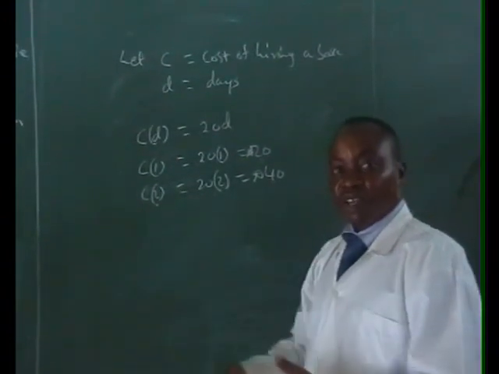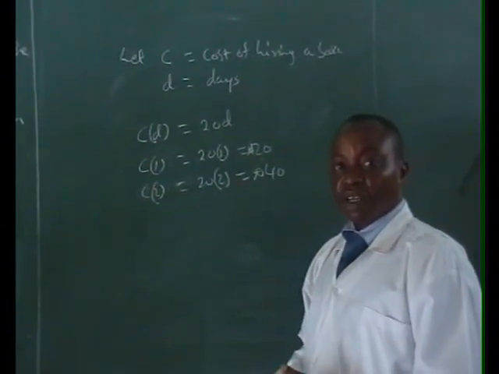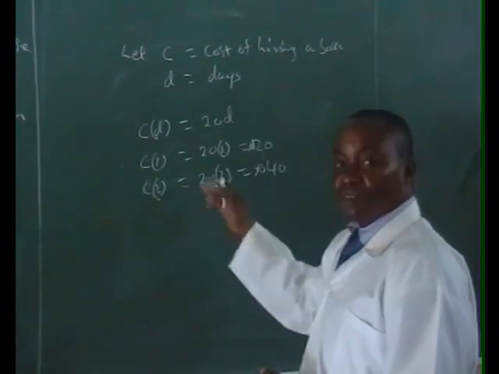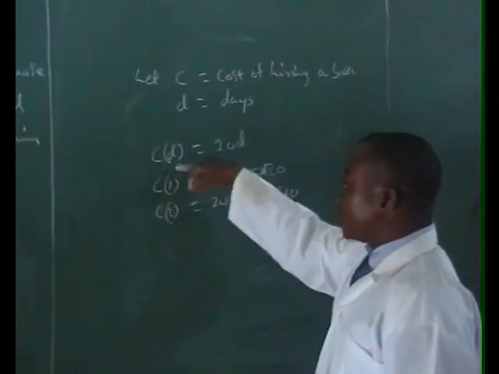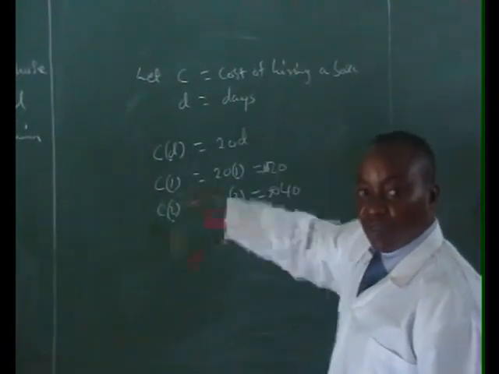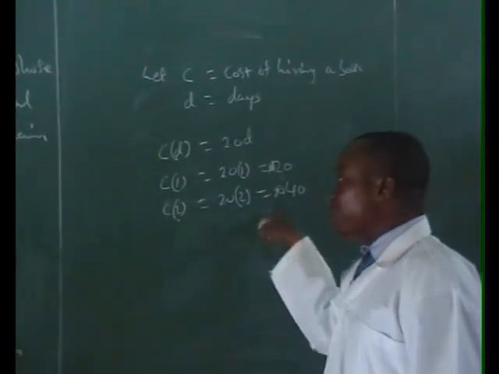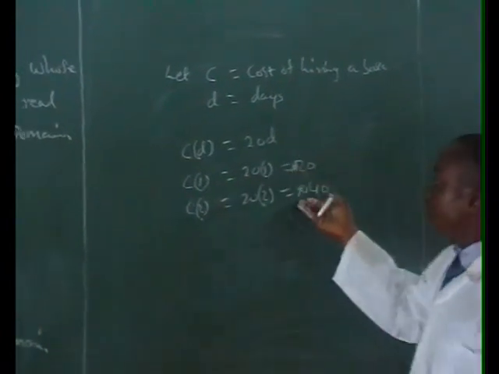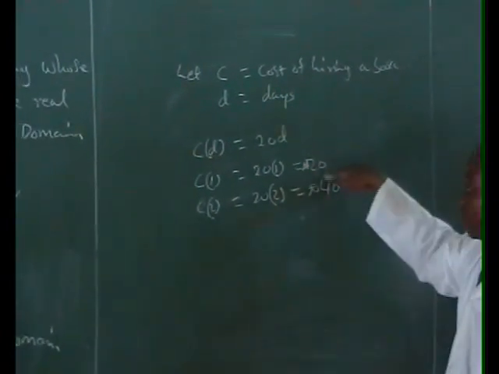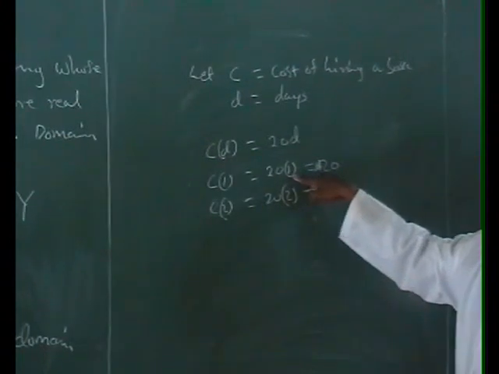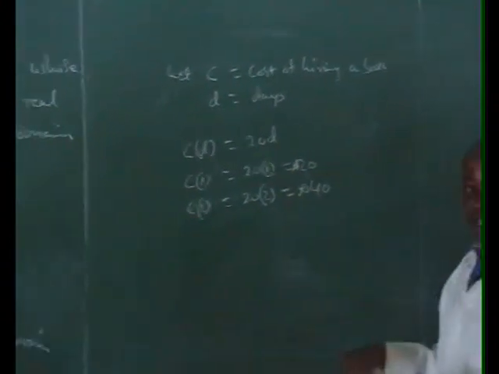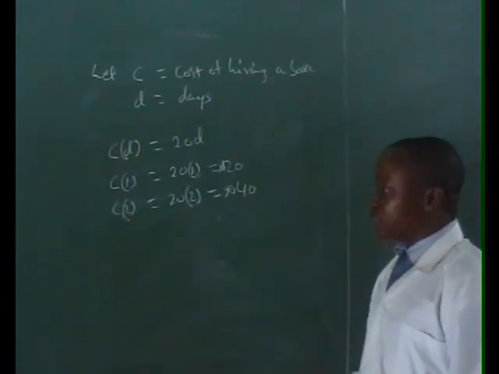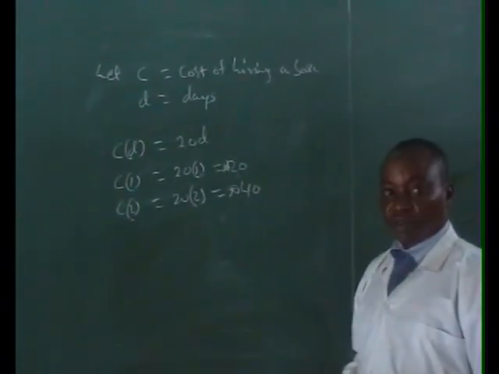So function behaves such behavior. Now, when this type of relationship exists, we see that the cost is the function of the days. That is, it depends on the days. You can see from this illustration that the money now depends on the days. If this day is 3 now, then we will have 60 naira. So it depends on the days. That is how functions behave.